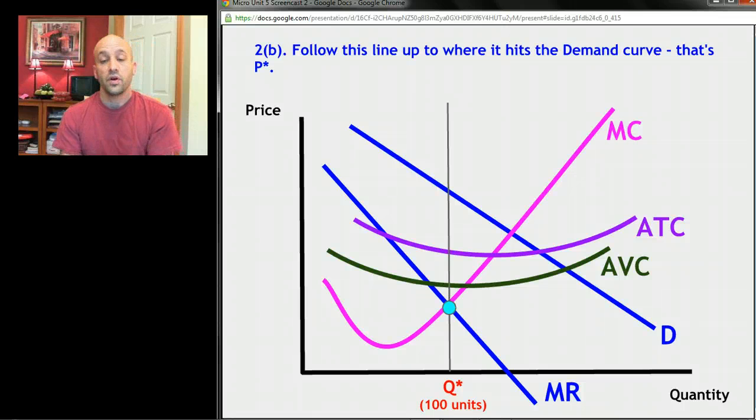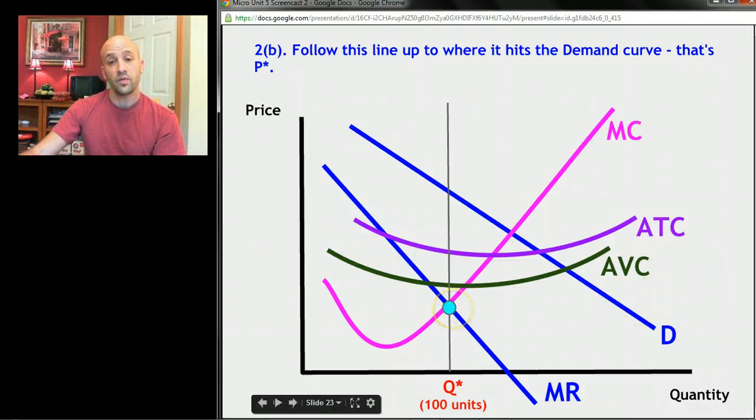Follow the line up to where it hits the demand curve, and that's the profit maximizing price. Now think about what's going on here. What the monopolist is trying to do is maximize its profits. Now at this quantity, if it was nice, it could just go over to the price axis and charge this relatively low price. But the monopolist isn't nice. Monopolists are evil, and they want to make as much money as they can.